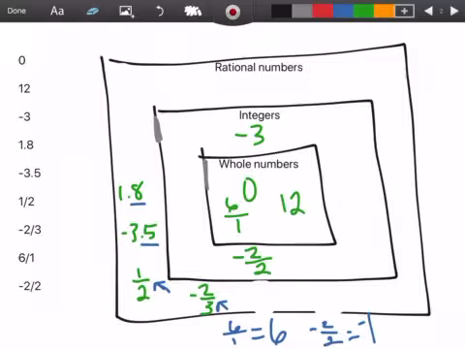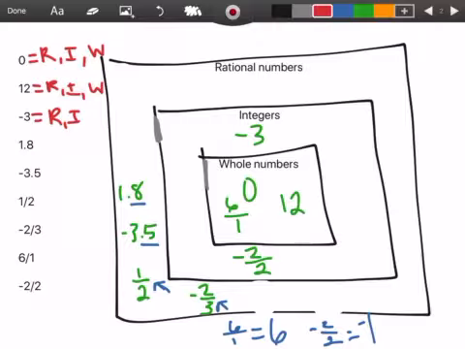All right, so we're going to write our classifications now next to these numbers. All right, so the number 0, it's made it all the way into the whole number square. So that means it's rational, it's an integer, and it's a whole number. It's all 3. The number 12, again, made it to the middle square, so it's rational, integer, and whole. Negative 3 stopped at integers, so that means it's rational and integer. 1.8, he's sitting out on the rational number side, so he's only rational. He couldn't go any further.